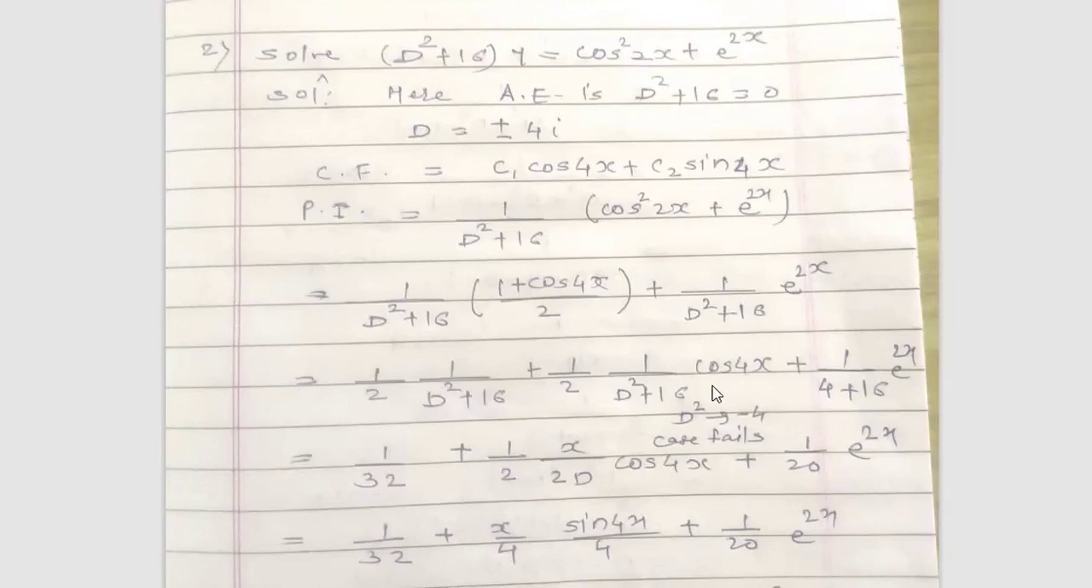Now, how to solve for the cos function? Replace d square by minus a square. So what is the value of a? It is 4. The square of 4 is 16. So replace d square by minus 16 here. It is not minus 4, it is minus 16.